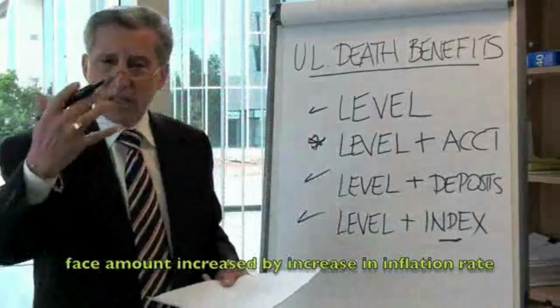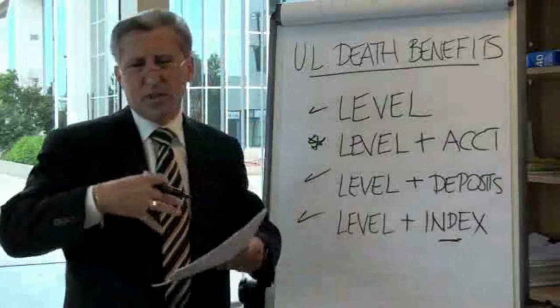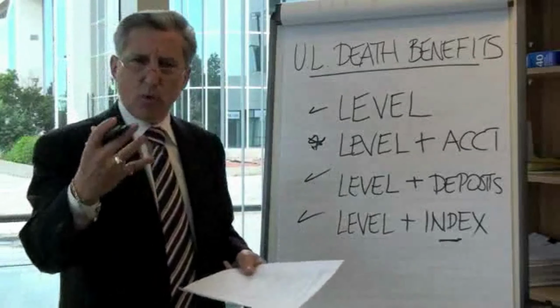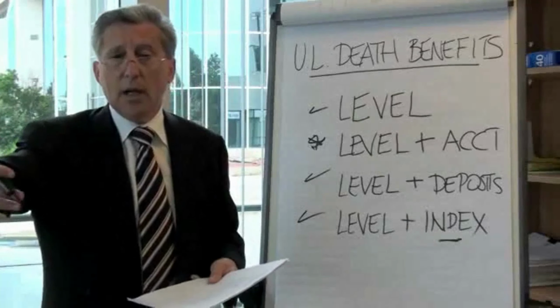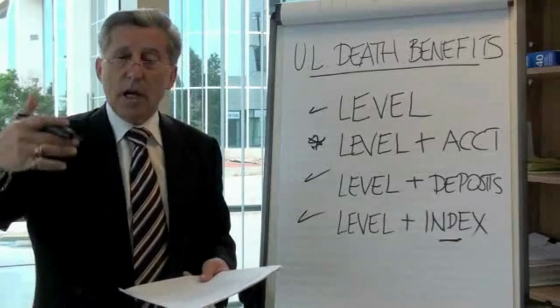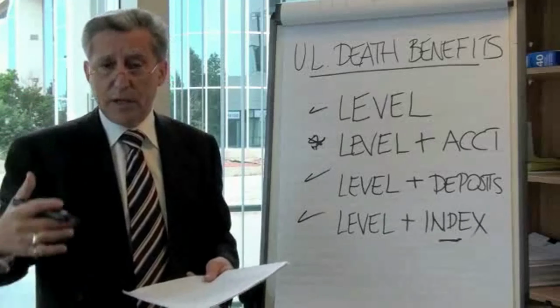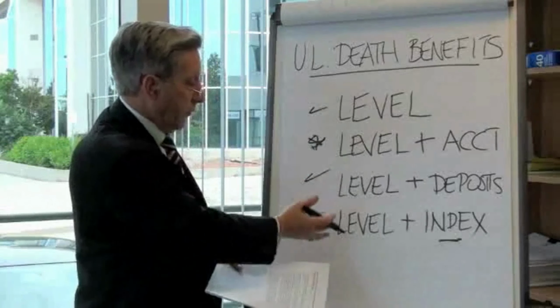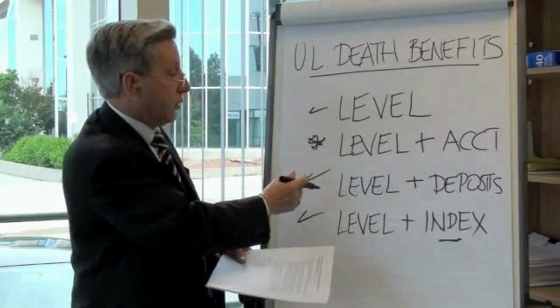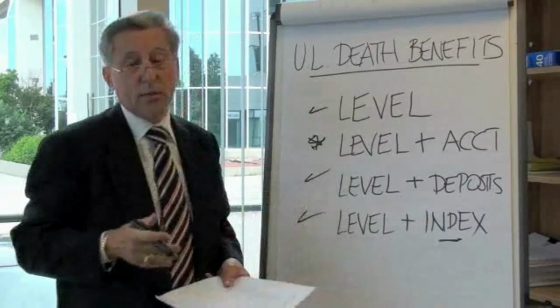So this is really for the individual who's not so much concerned about accumulation of cash, really more concerned about making sure that the purchasing power is maintained. So when they die, that $500,000 still buys $500,000 worth of goods. It's not being impacted by inflation. So in summary, what we've got is 4 options: level, level plus account, level plus deposit, and level plus index.